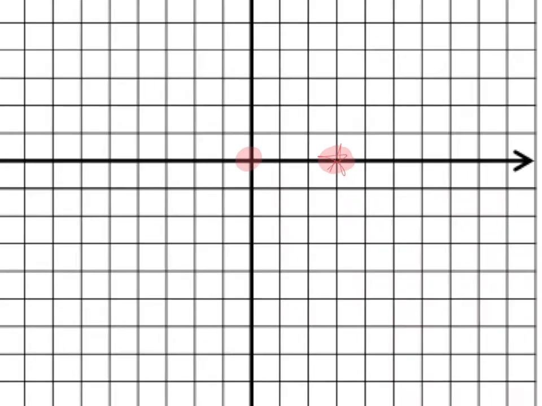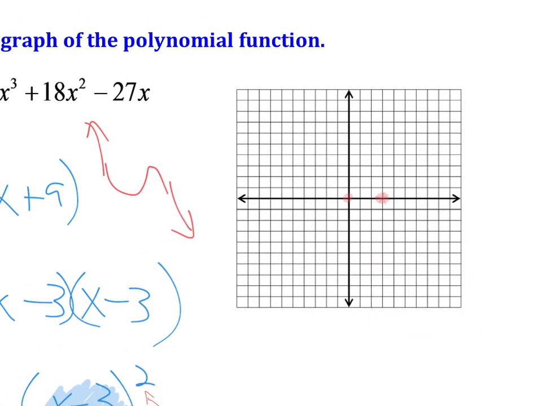So let me get that marked off. So we've got 0 and 3. And I'm remembering with 3, I'm going to put a little star there. That was a bounce point, so I have to bounce off the x-axis.